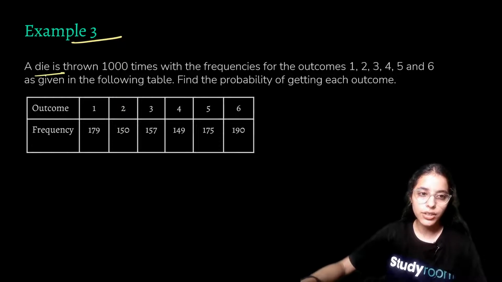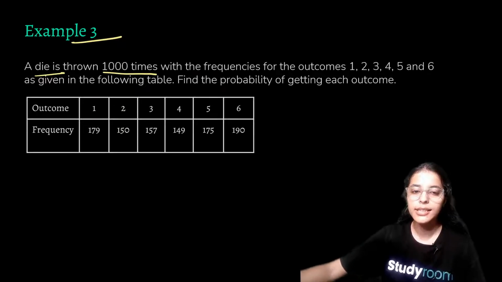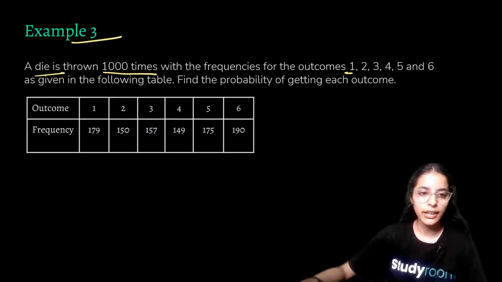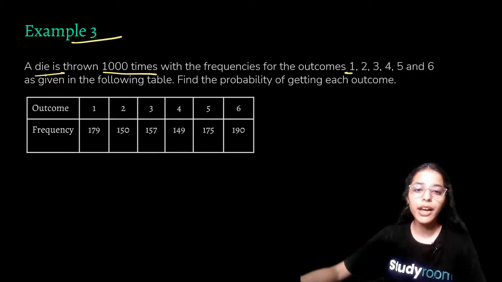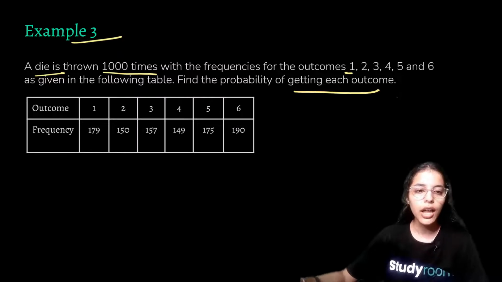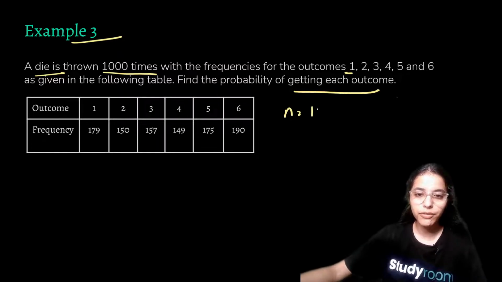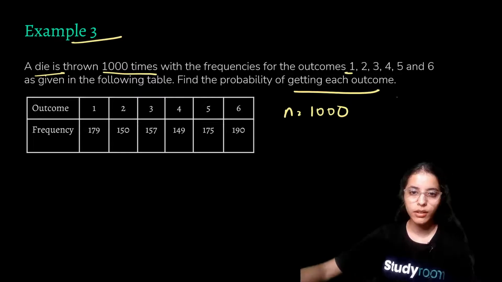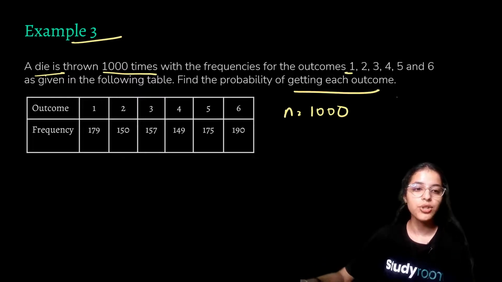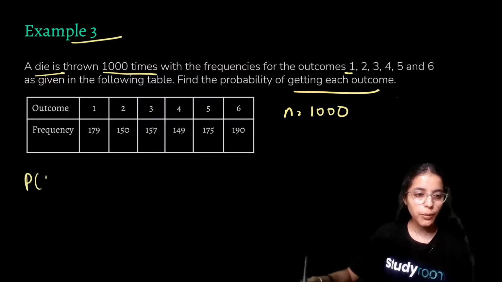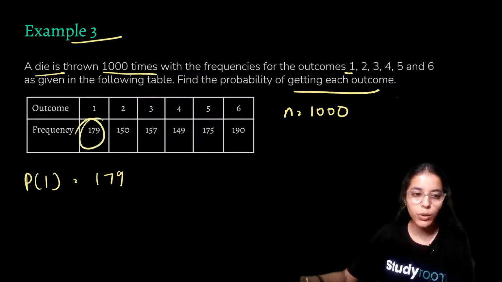Now here a die is thrown 1,000 times with frequencies of our outcomes as 1, 2, 3, 4, 5, and 6 in the given table. Now we have to find the probability of each outcome. Now similar to the coin question, here we are given n to be 1000. So now let us find out the probability to get each of these faces or each of these outcomes. So the probability of 1 would be 179, that is the number of times 1 has occurred, divided by n, that is 1000.